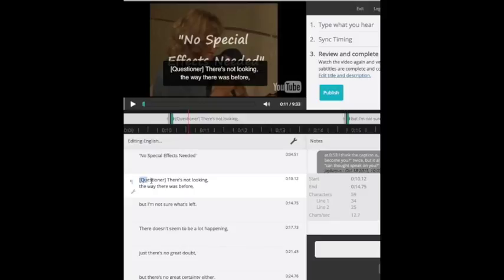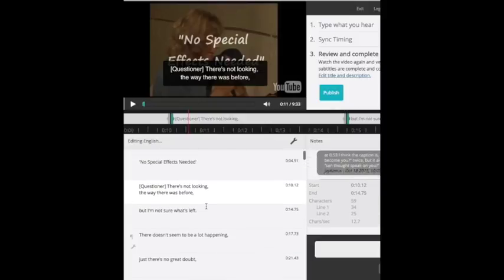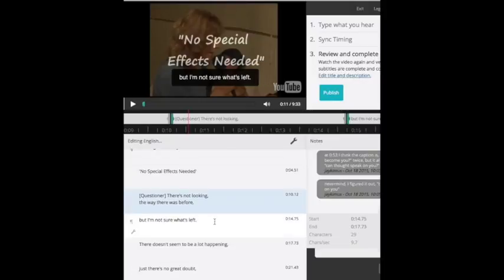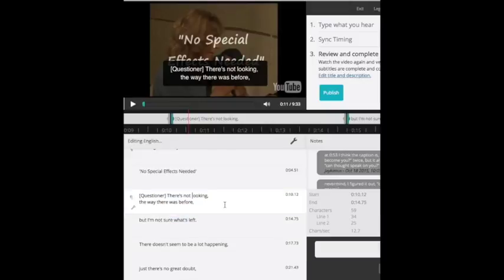So in this example, we've got the questioner saying there's not looking the way there was before. So that's a complete phrase, and it allows us to convey a full meaning in a single caption, which may make understanding and absorption easier for some viewers, especially non-English speakers who are looking at English captions. We don't put the whole sentence in a single caption because that would be a caption that's too long, too many characters. So we have 29 characters in the second part of the sentence, 59 characters in the first part. If we put them together, it'd be about 90 characters, which is too many for a single caption.